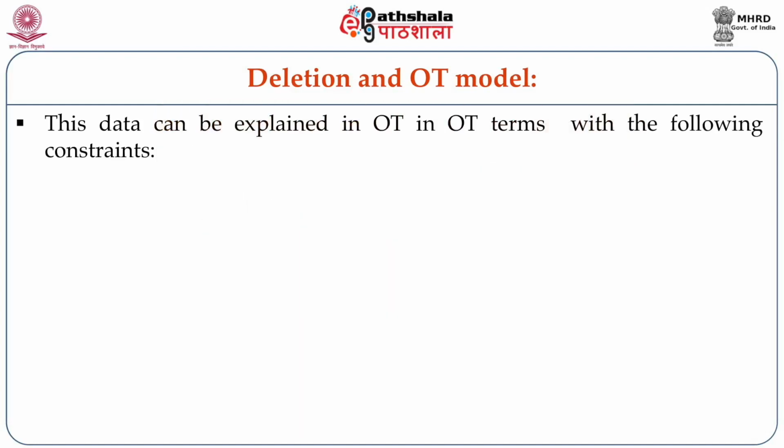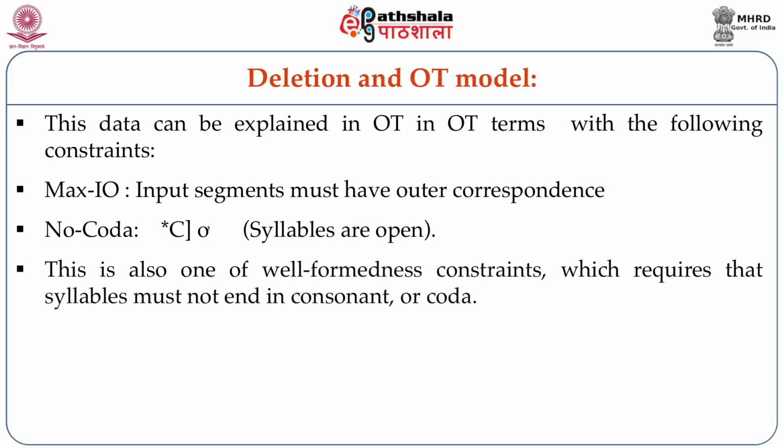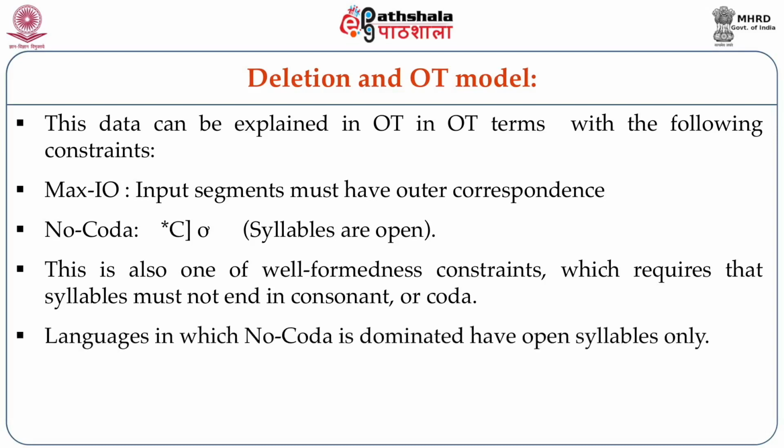Okay, so to represent this kind of phenomenon in languages, we have taken into consideration two constraints. Max IO. Max IO means input segments must have output correspondence, so we cannot change and we cannot delete. And no coda means syllables are open. Star C, that means syllables are open, so everything ends with a vowel. This is also one of the well-formulated constraints which requires that syllables must not end in a consonant or coda. Languages in which no coda is dominant have open syllables only. Varari doesn't have closed syllables, so that's why it ends with a vowel.